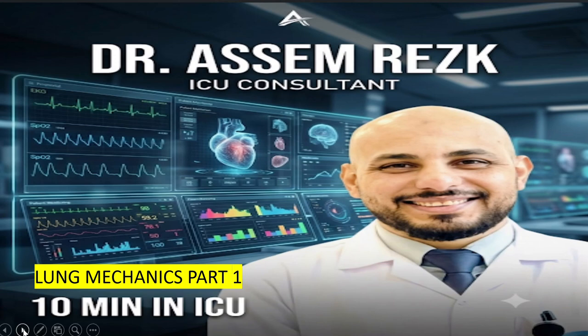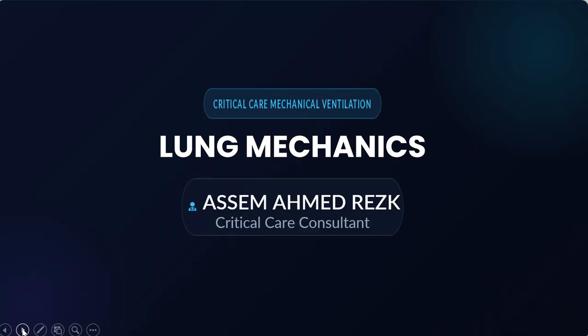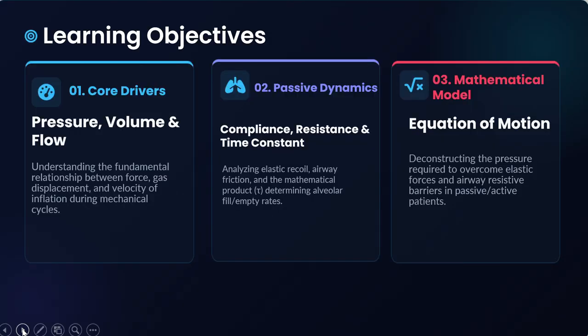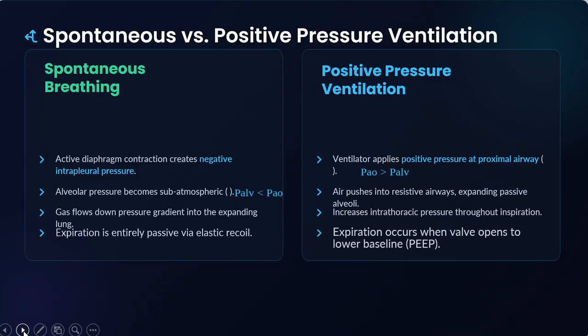Let's discuss lung mechanics, part 1. In lung mechanics, you must know about pressure, volume, and flow and the relationship between each other, and passive dynamics like compliance, resistance, and time constant, and the equation of motion.